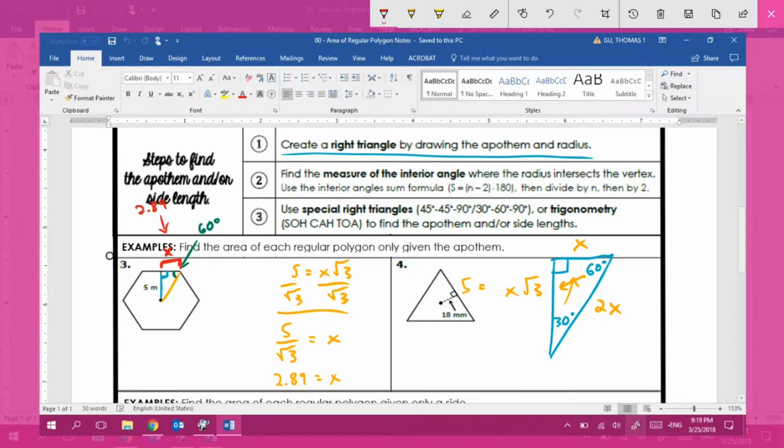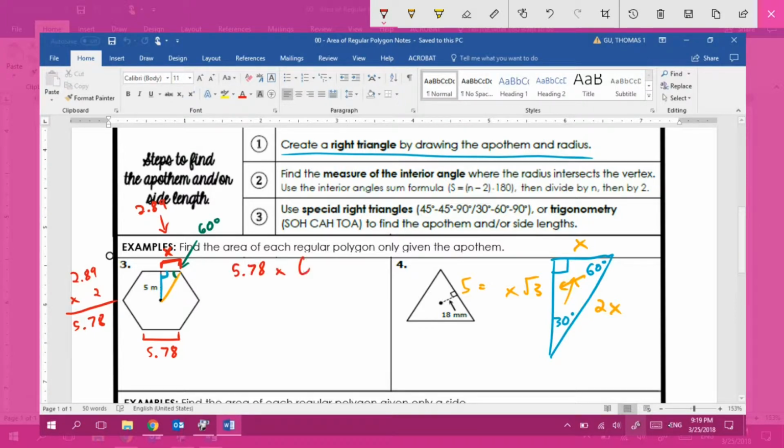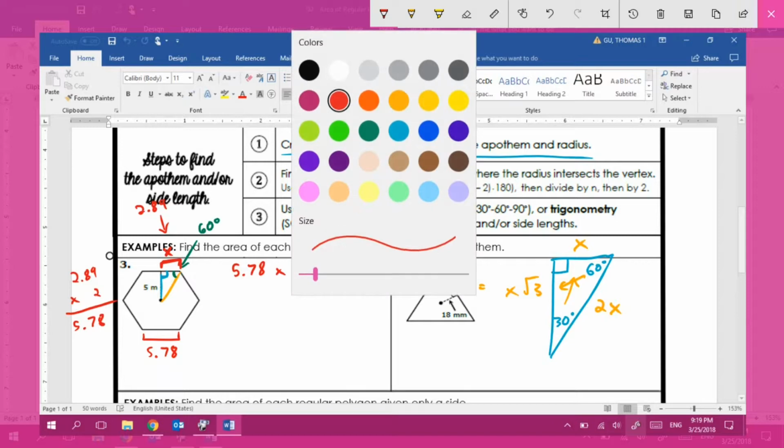If that X is 2.89, how would I get my whole side length? I take 2.89 and multiply that by 2, and that would give me 5.78. My whole side length is 5.78. So I'm almost done here, finally. I have my apothem, I found my side length, I just need the perimeter to do my formula for area. So my perimeter, I'm going to take 5.78 and multiply that by 6, because there's 6 sides. That's going to be 34.68.